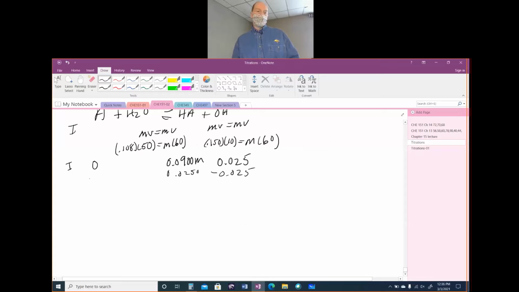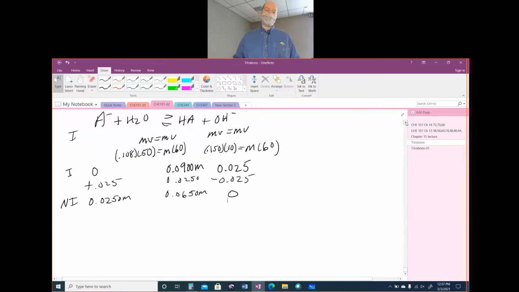0.025 plus 0.025. And so our new initial, which has a 0 on the right, has an A minus concentration of 0.0250 molar. And it has an HA of 0.0650 molar and an OH minus concentration of 0. So we have a concentration of HA and A minus and a concentration of any OH or H plus of 0. We have a buffer.